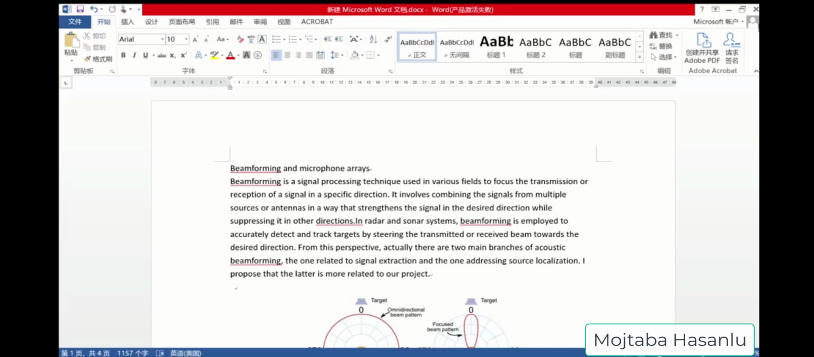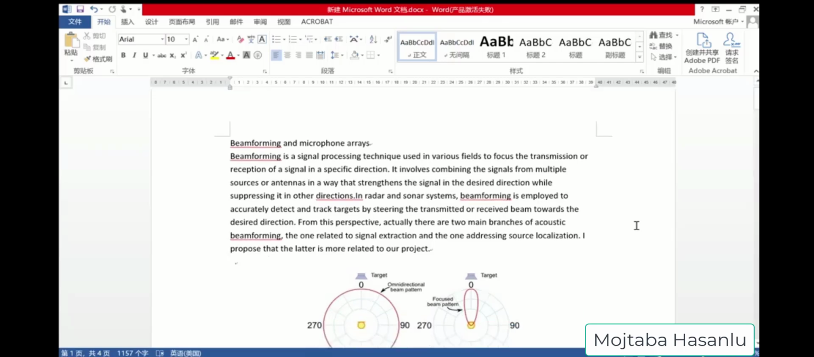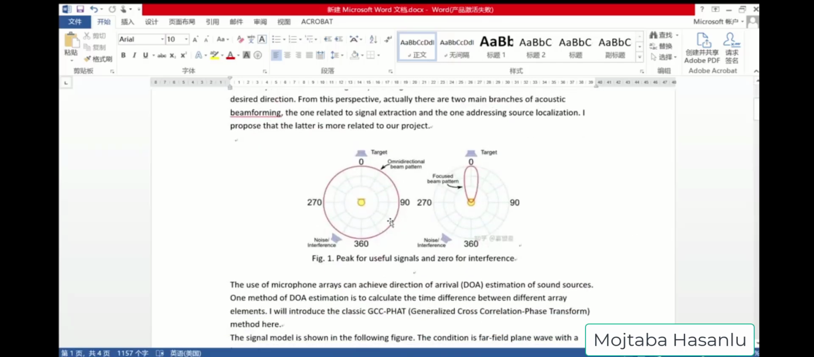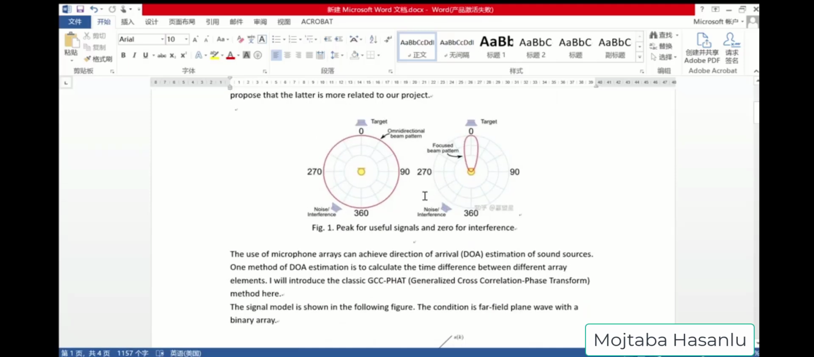So from the description above, we have two main branches of acoustic beamforming. First is signal extraction, and second is source localization. In our SLAM research today, I think the latter one, addressing source localization, is more related to our project. This figure shows how the beamforming works.